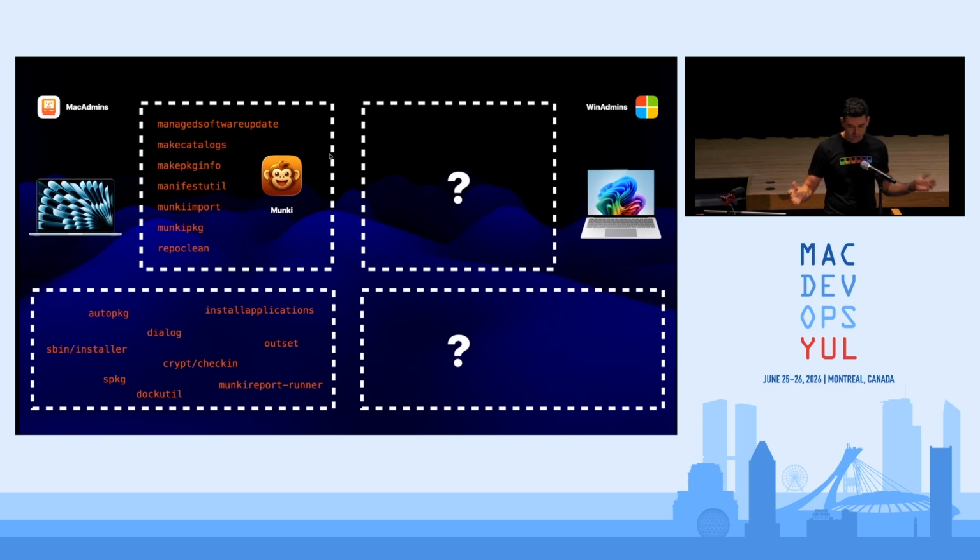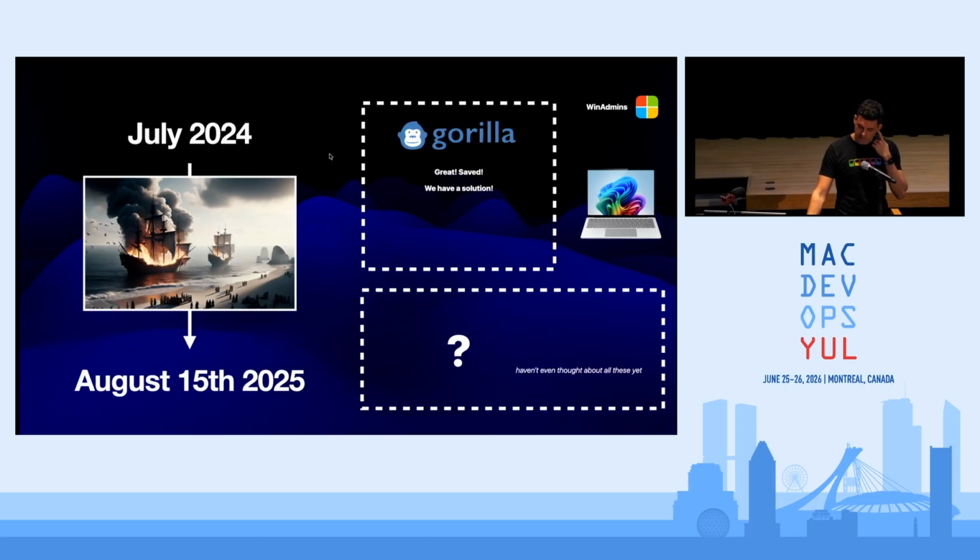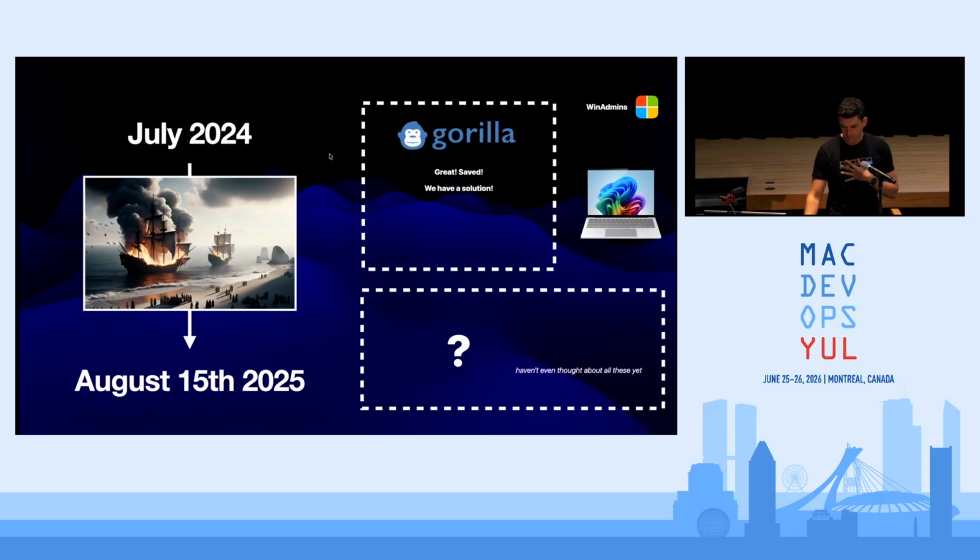So I get to the Windows side, and I'm figuring this out, and this is the middle of 2024. And I'm like, how am I going to do this, right? Because it's July 2024, and there's a year left in our license for this legacy software that we use. So I have a deadline, which is August 15th, so a little bit over a year. I'm looking around, and I see that there's this Gorilla, kind of like somebody that created it.